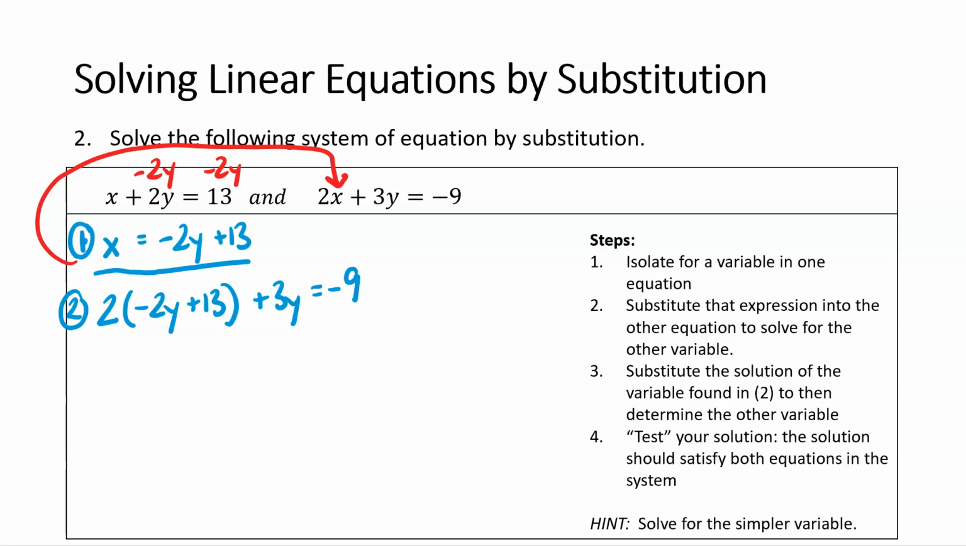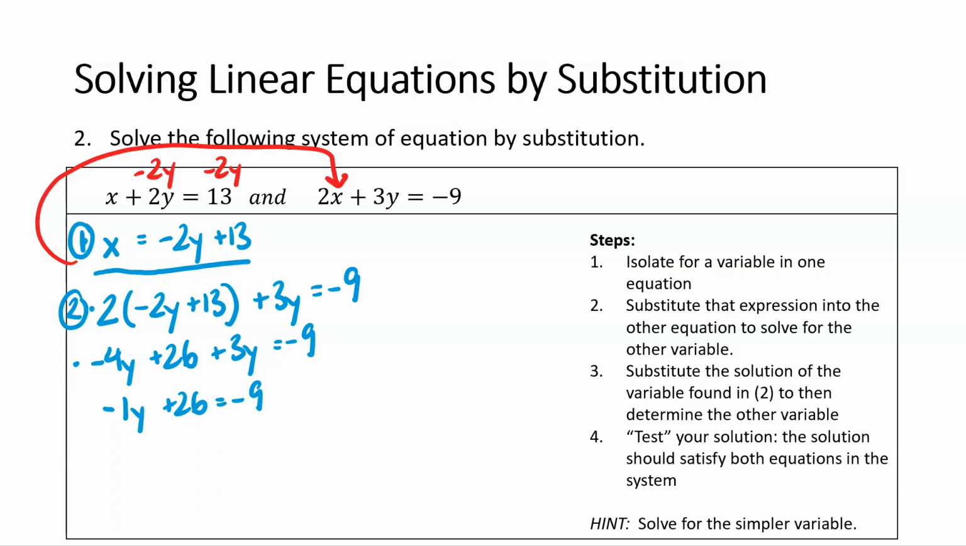Okay, so let's multiply through these brackets. 2 times negative 2y is negative 4y. 2 times 13 is plus 26. Plus 3y equals negative 9. The goal is to solve for y. First, let's add like terms. We'll have negative 4y plus 3y is negative 1y plus 26 equals negative 9.